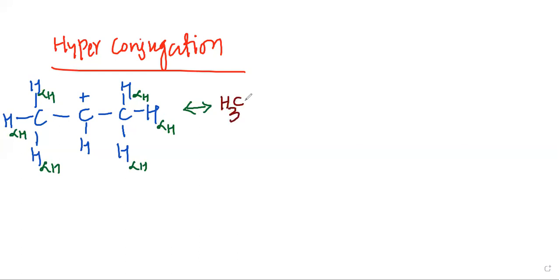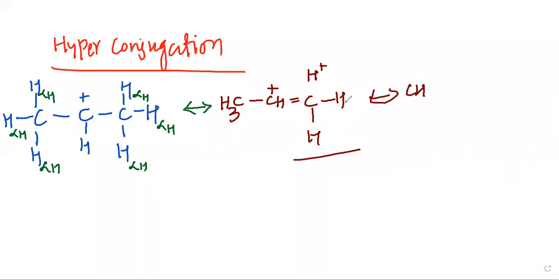How many hyperconjugation structures are we going to get? 6. It's quite simple to understand. See this way. See, this is the structure number 1. Then similarly, my dear students, we may have this kind of structure. So 3 structures like moving in this direction. CH3, then you have CH plus, double bond C, and then you have H and H, and here you have H plus. So this is the first structure.